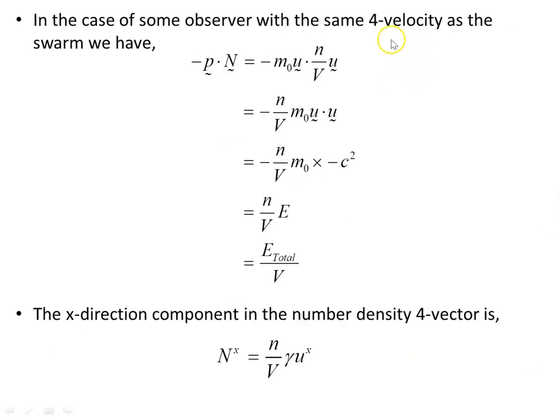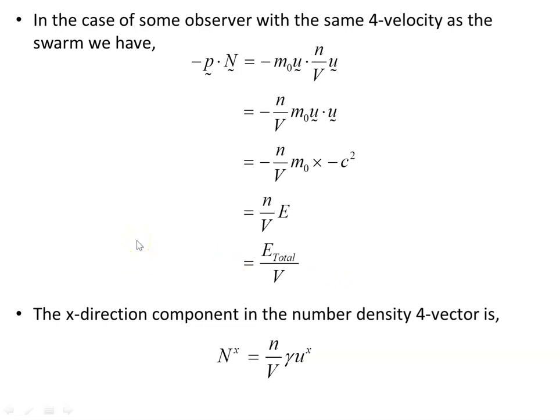Now, in the case of some observer with the same 4-velocity as the swarm, just like Misner and Thorne had, you could do the projection of the 4-momentum of the box or the swarm of particles on the number density vector, and we would have minus m0 u dot N over V times u, minus n over V m0 u dot u. Well, u dot u is minus c squared. This minus and that minus cancel, and we're left with n over V m0 times c squared, and m0 c squared is the energy of just one of the particles, but we're now going to multiply that by n of them over V, and again we have the total energy over the volume, which is the energy density.